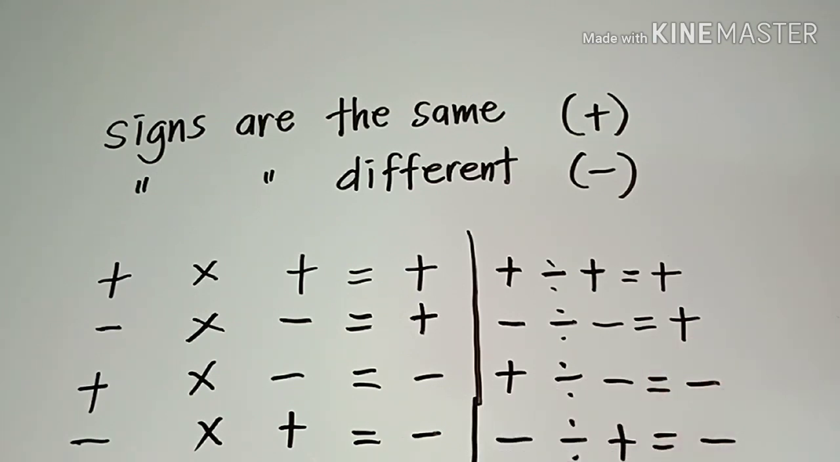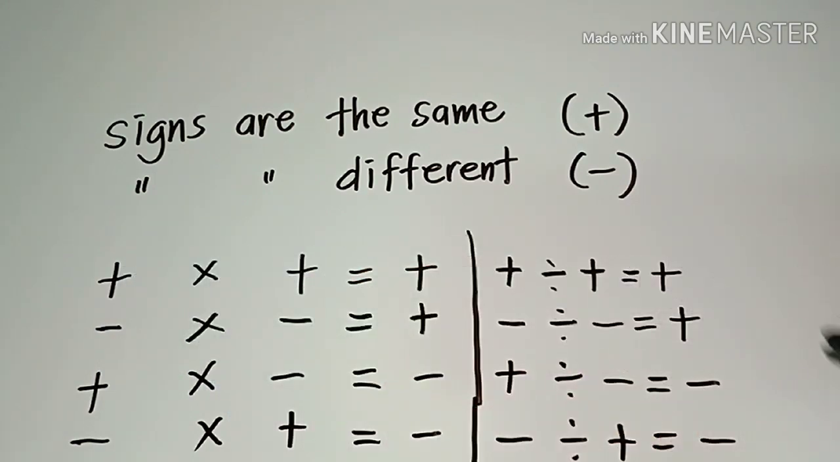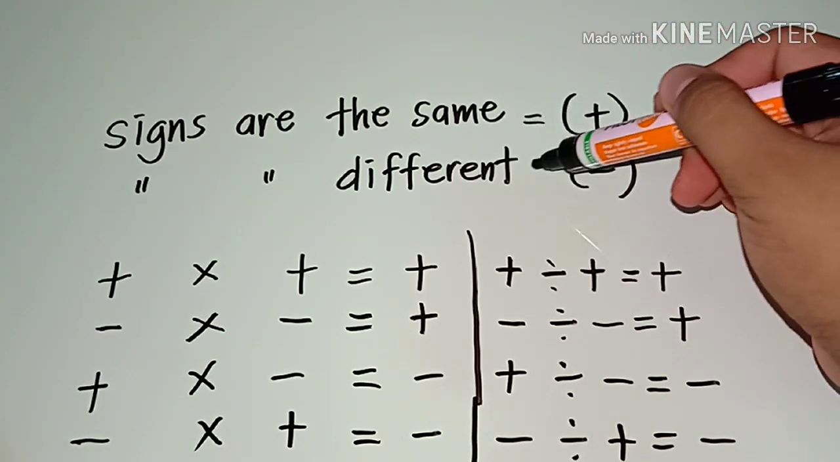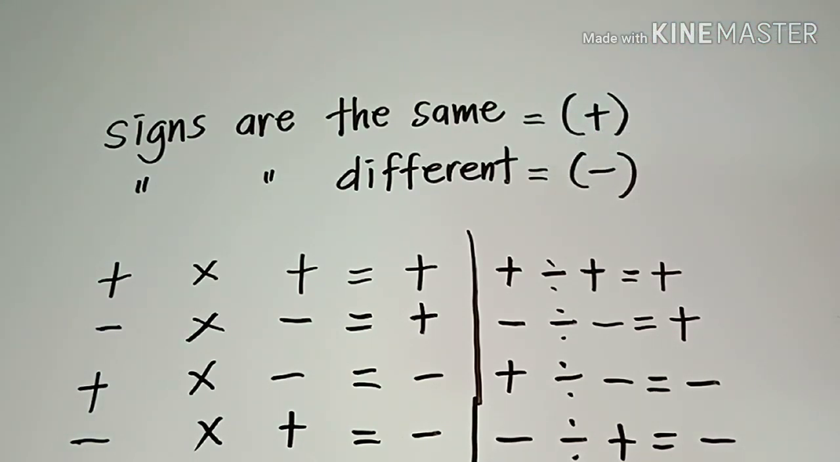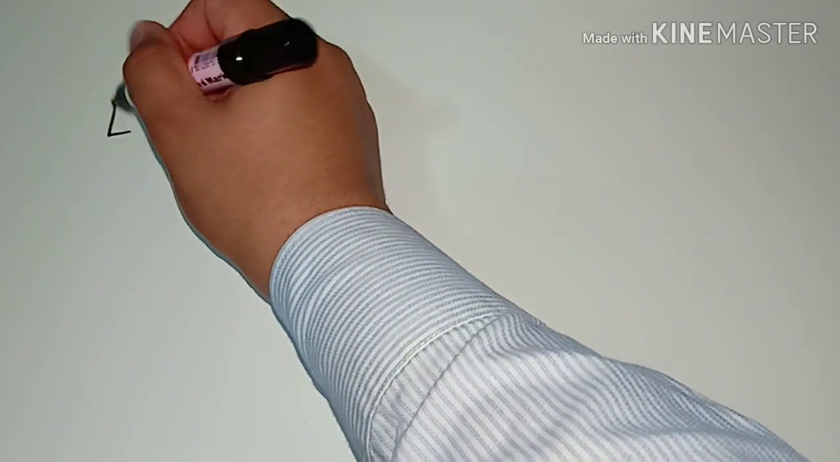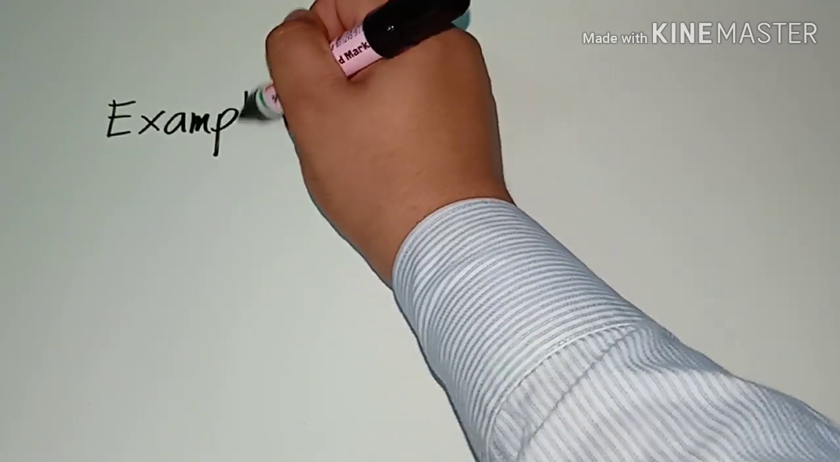So you just have to remember two things. If the signs are the same, then it will give you a positive answer. If the signs are different, then it will give you a negative answer. This time, I'll be giving you some examples so that you will understand it better.